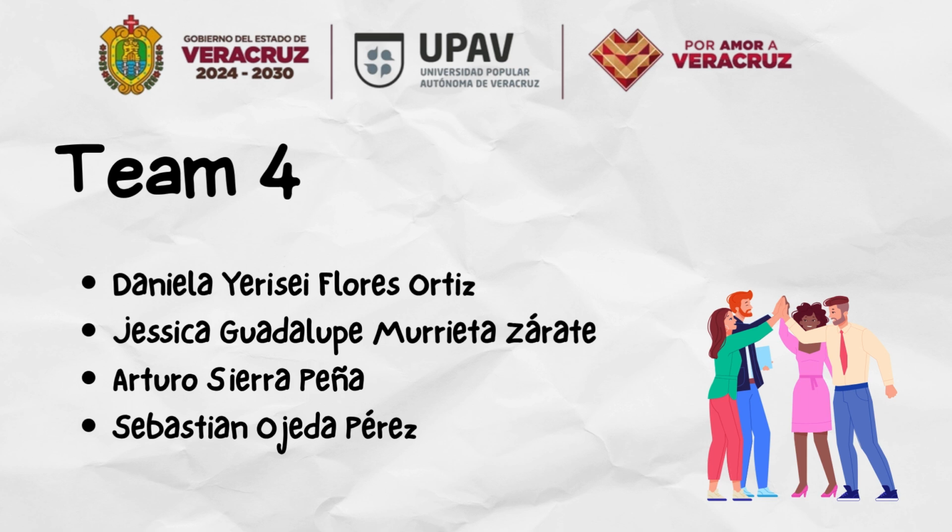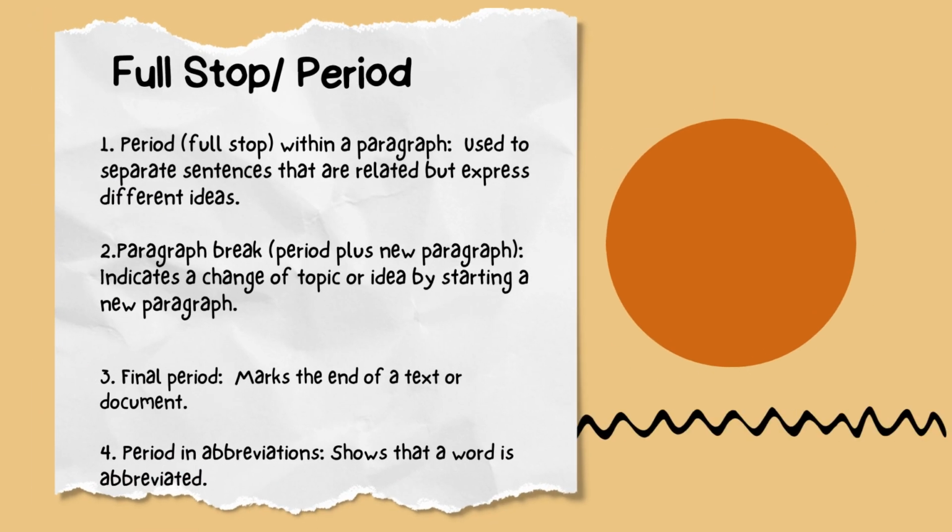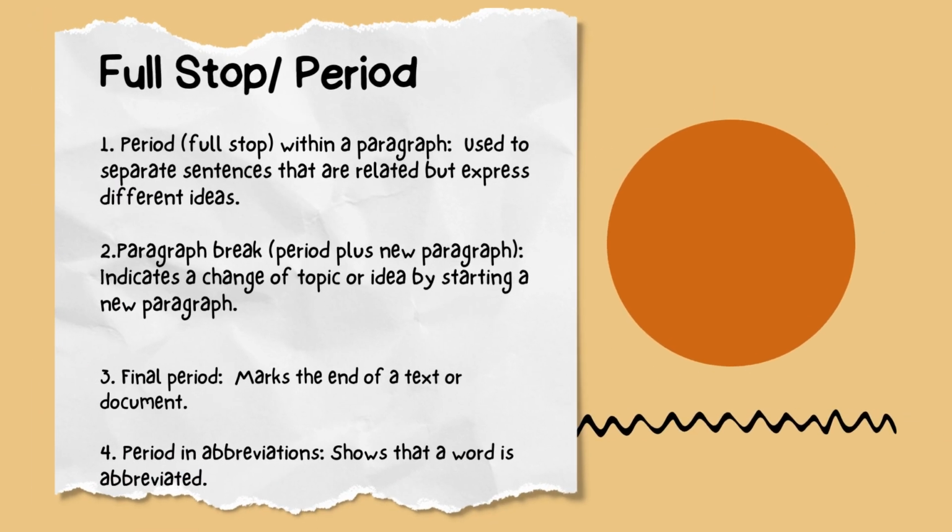In the next video we will talk about punctuation marks, how we can use them, and some examples of that. Period. Period within a paragraph, used to separate sentences that are related but express different ideas. Paragraph break indicates a change of topic or idea by starting a new paragraph. Final period marks the end of a text or document.